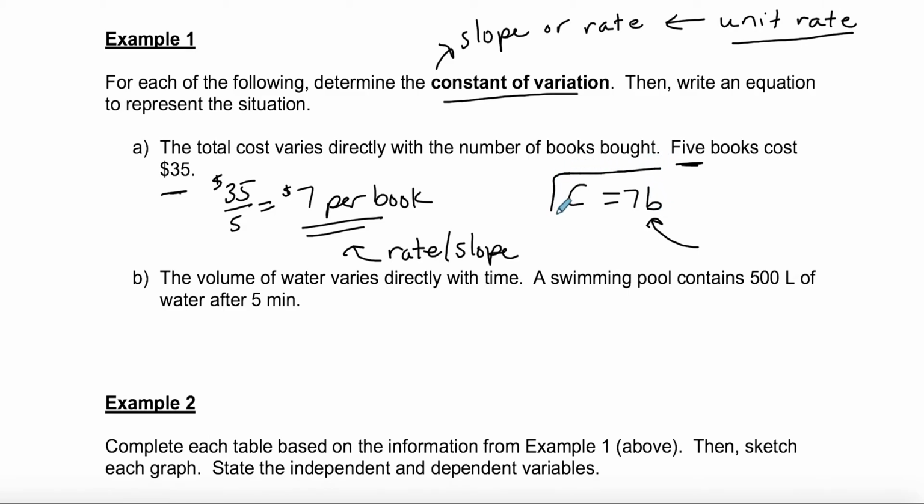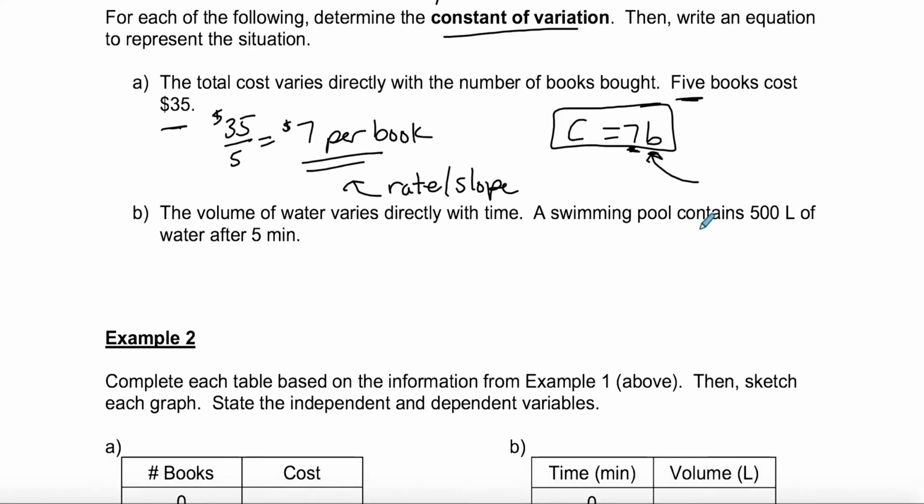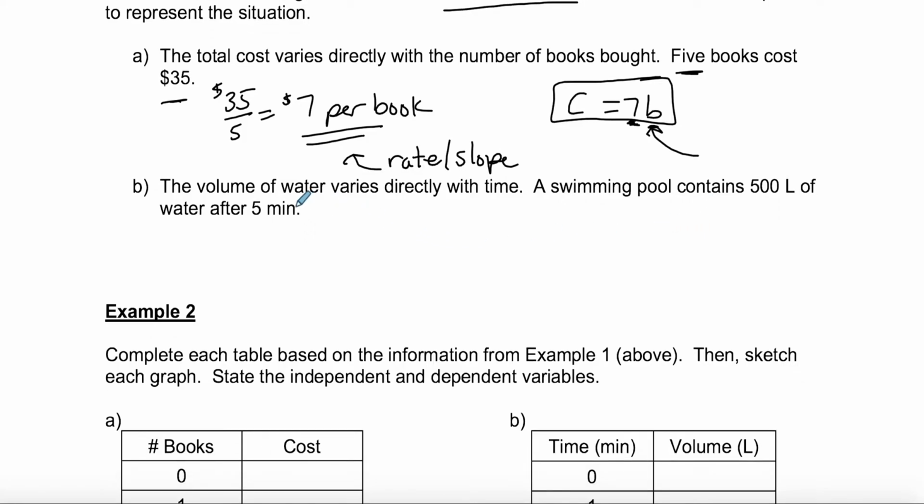This is our general formula for our equation of our line. This is our rate for one book. It's $7 for one book. So look at example B. The volume of water varies directly with time. A swimming pool contains 500 liters of water after 5 minutes. So the swimming pool is being filled 500 liters every 5 minutes.